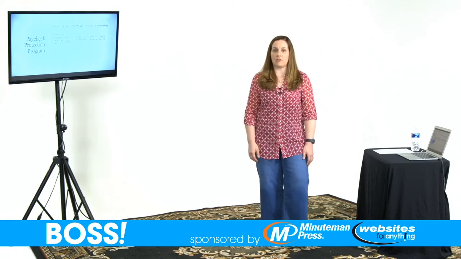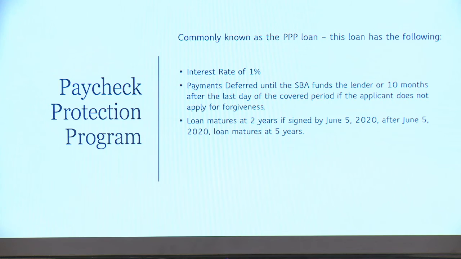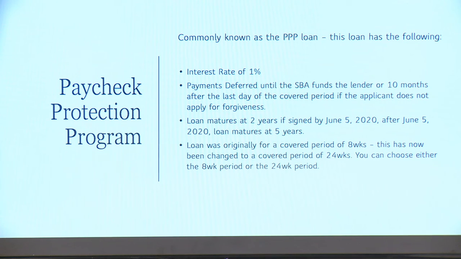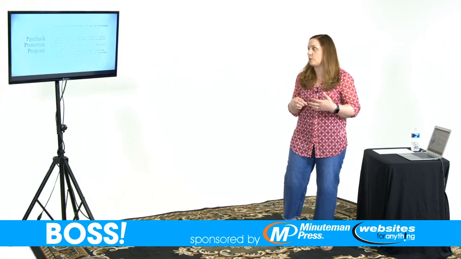So basically you want to make sure that you apply for forgiveness, because if you don't, the loan will become an actual loan to you. The loan will mature at 2 years if it was signed by June 5th of this year. There were some additional amendments to this, and after June 5th, the loan can mature at 5 years. The good news is, for those of you that signed your loan prior to June 5th, this was originally covered for an 8-week period. This has now been extended to 24 weeks, and you can choose whether you want to do the 8-week period or the 24-week period.